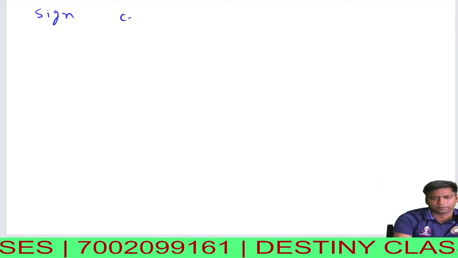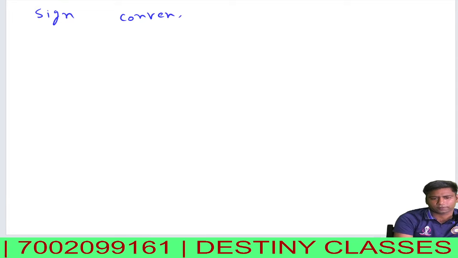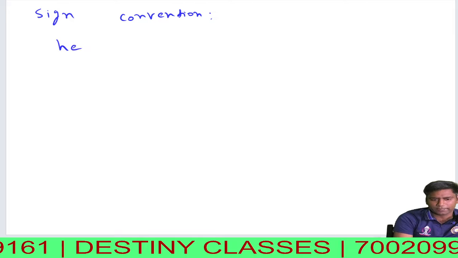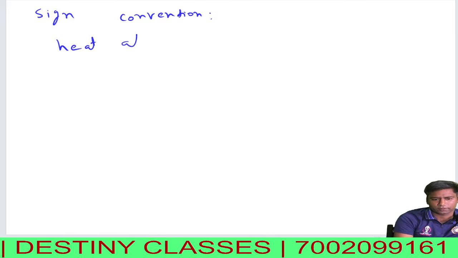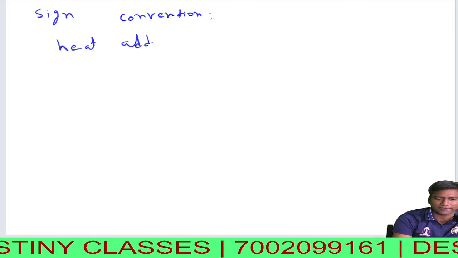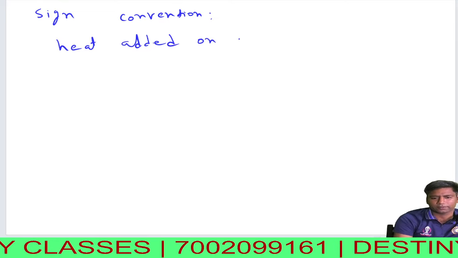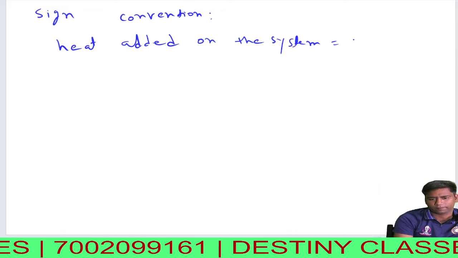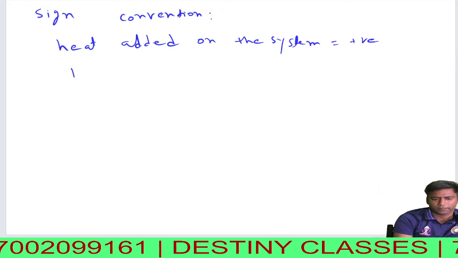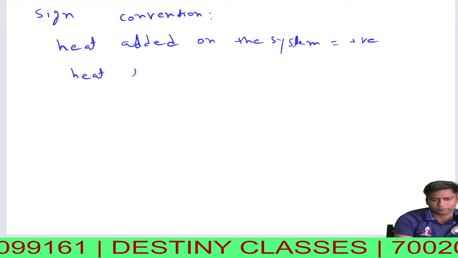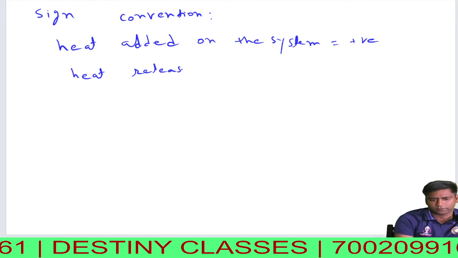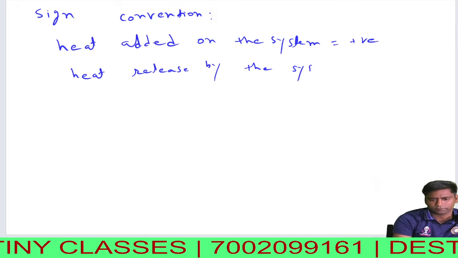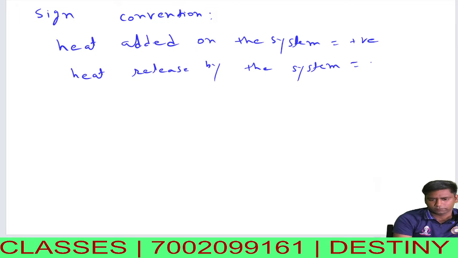Sign convention. Now for sign convention, heat added on the system, something which we are adding: positive. Heat released by the system: negative.